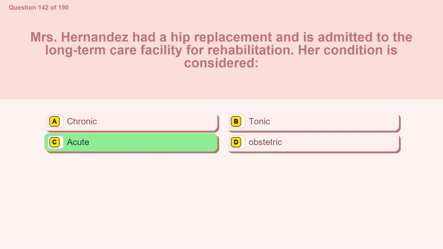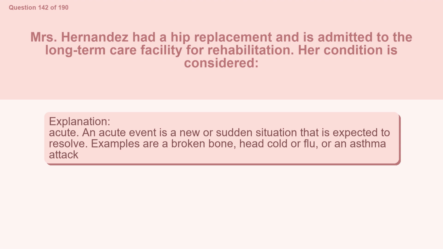The correct answer is option C. Acute. An acute event is a new or sudden situation that is expected to resolve. Examples are a broken bone, head cold or flu, or an asthma attack.